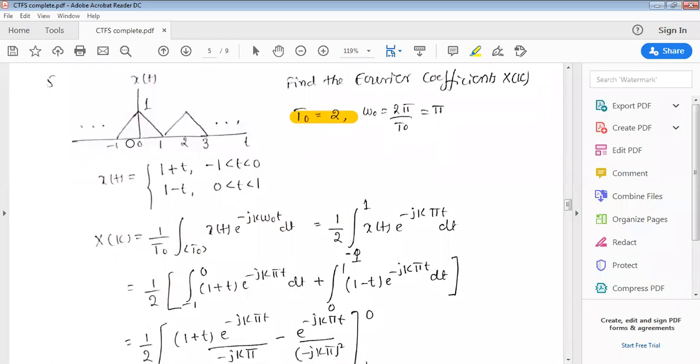Once again, what's the definition of x of t from -1 to 0? See here, it is 1 plus t. How is it valid? When t is equal to -1, it is 0. When t is equal to, let us say, 0, 1 plus 0 is 1. Therefore, this is valid. Otherwise, you can calculate the slope. Slope is 1 minus 0 by 0 minus of -1.